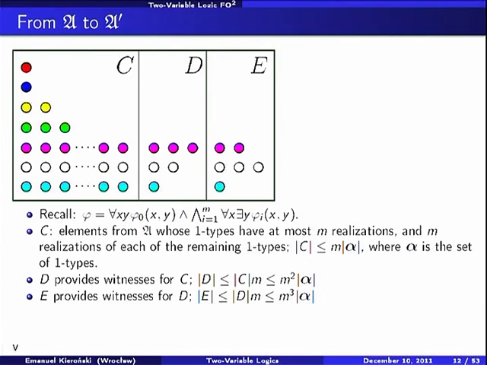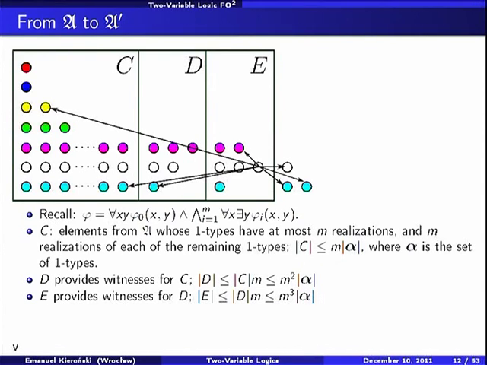And now, consider an element from the set E. Again, in the original structure, it has witnesses for all subformulas of the form for all exists. Some of them live in this fragment C plus D plus E, but some of them are not members of this fragment. But now, observe that we can modify the structure induced by C plus D plus E to fulfill all these requirements of the elements from E in the set C. Because in C, we have at least m realizations of each type which was realized at least m times.